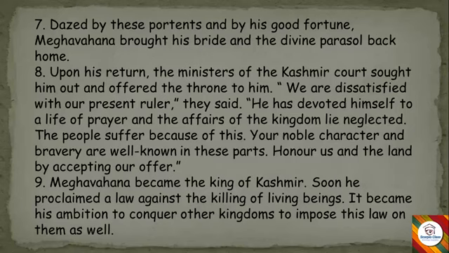Soon he proclaimed a law against the killing of living beings. It became his ambition to conquer other kingdoms to impose this law on them as well. So after becoming the king of Kashmir, he passed one law against the killing of living beings, like no living being should be killed under his rule. And it became his ambition now to conquer other kingdoms also, and to impose this law on them as well. He wanted to conquer all the kingdoms, and he wanted this law of not killing living beings to be applied in all the kingdoms.